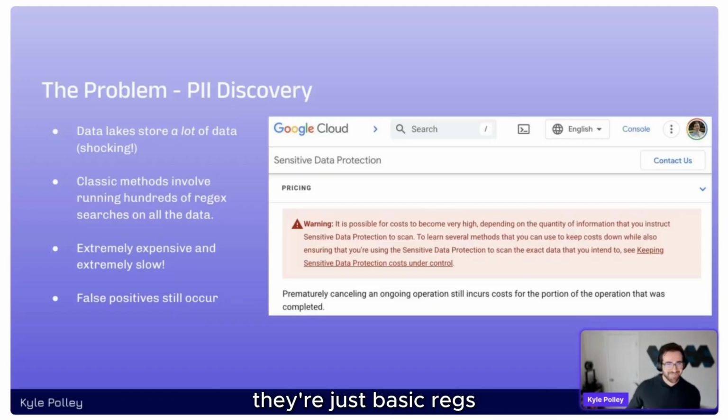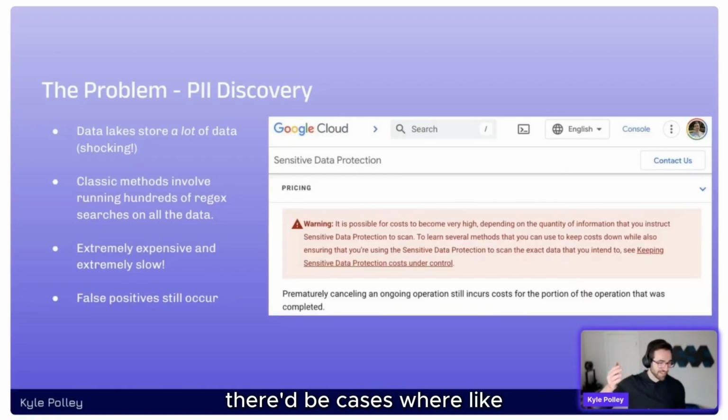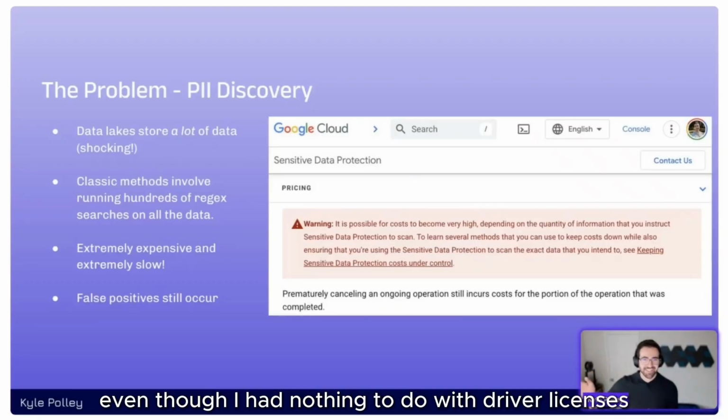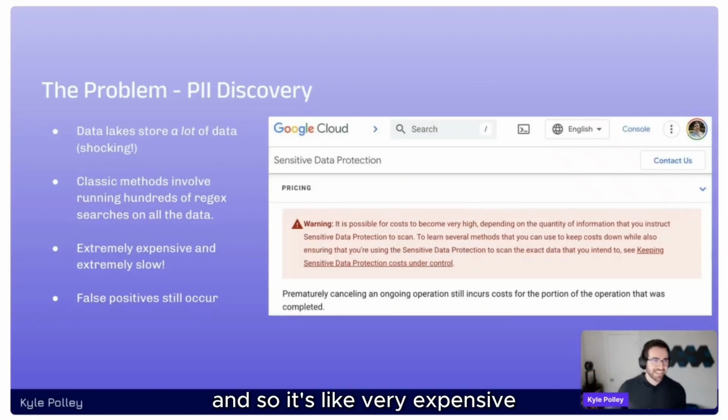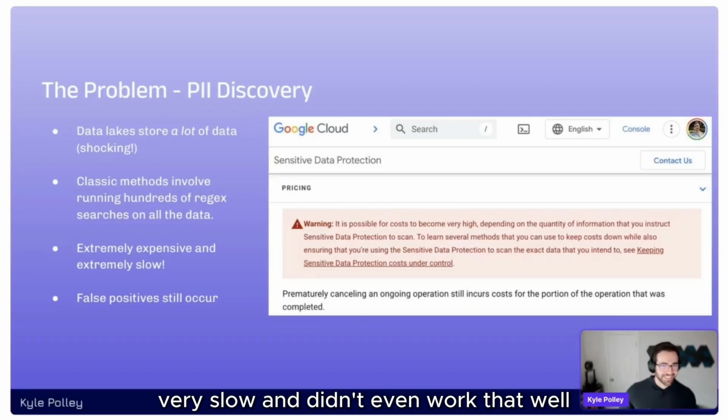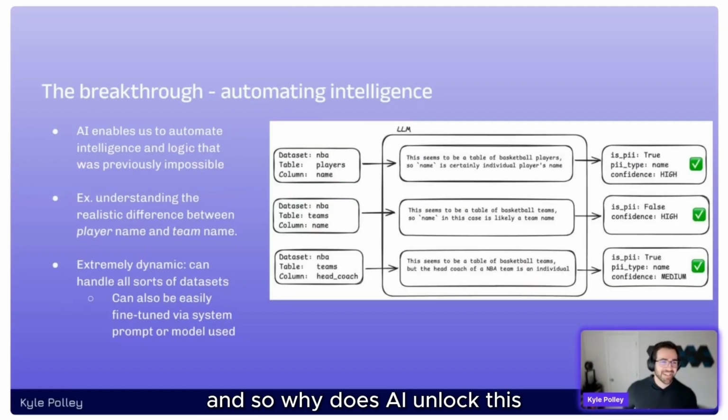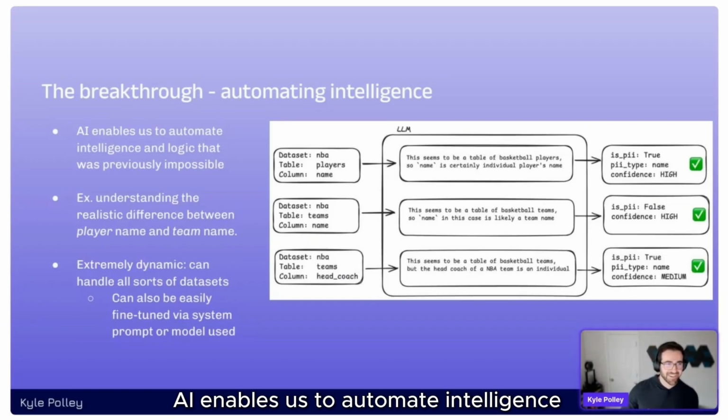At the end of the day, they're just basic regexes. When I ran this in the past, there were cases where it would find driver license IDs, even though it had nothing to do with driver licenses. So it's very expensive, very slow, and didn't even work that well. And so why does AI unlock this? AI enables us to automate intelligence, and that's something that couldn't have been done before.